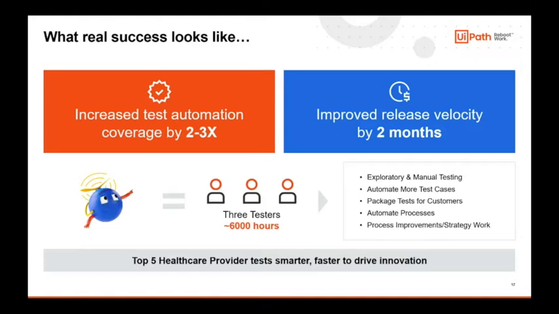This customer was also able to improve their release velocity by more than 2 months. What this really netted down to is they had one robot that really did the work of 3 testers, which freed up their other testers to go do more exploratory testing, or automate more test cases, or package tests for customers, or do more value-added strategy and improvement work. So if you go to the next slide.